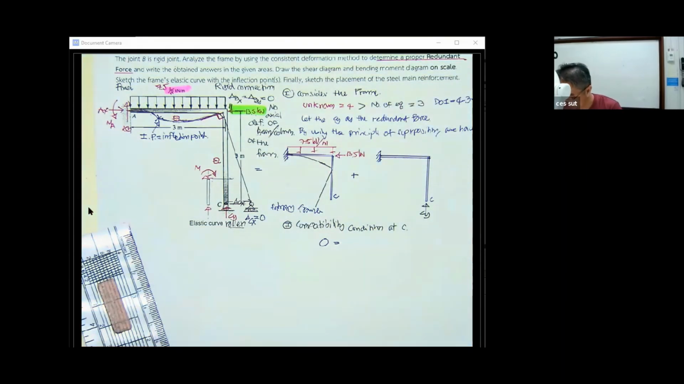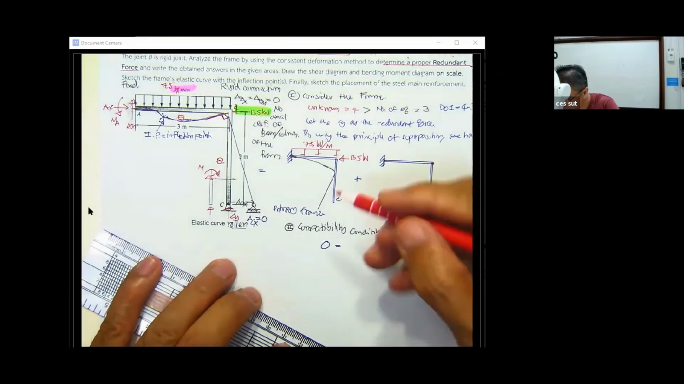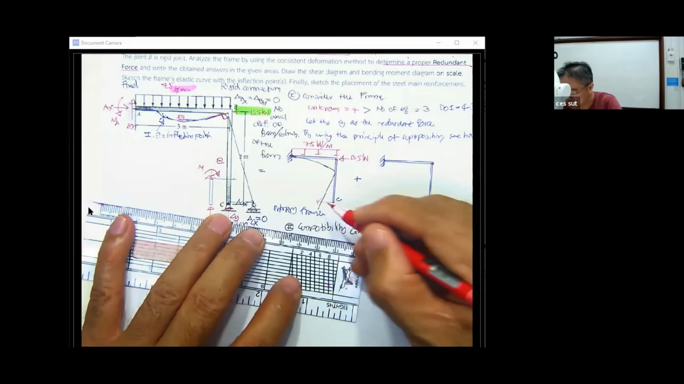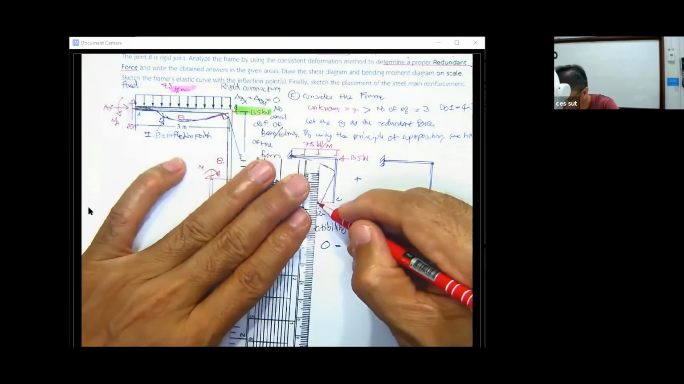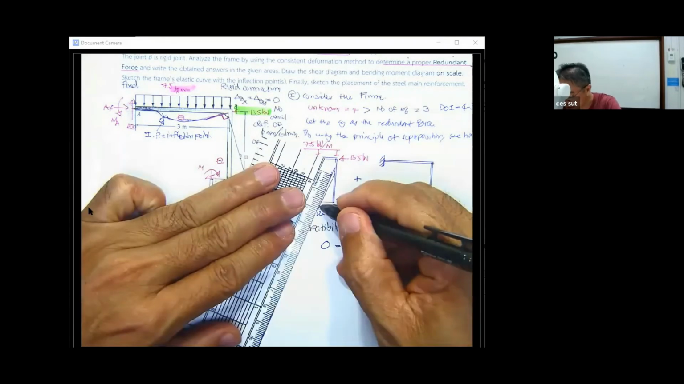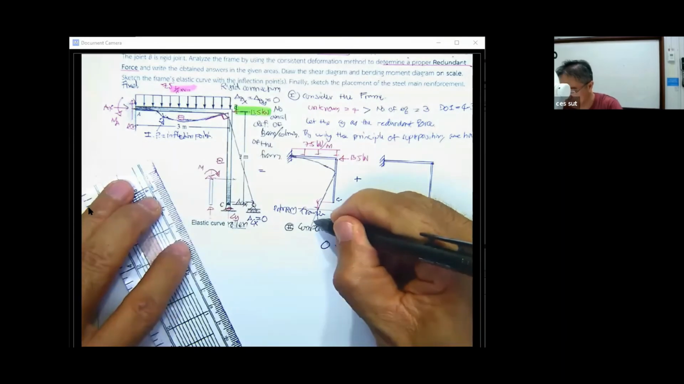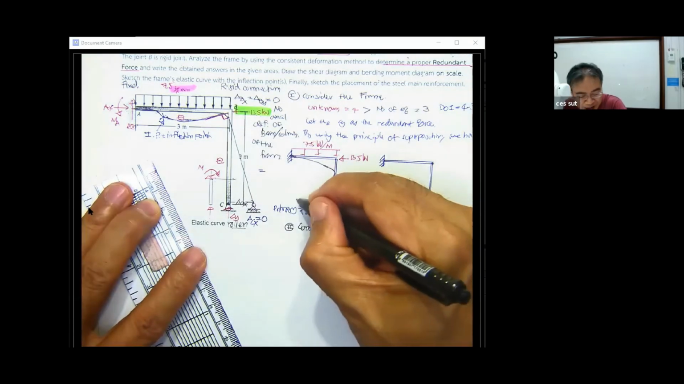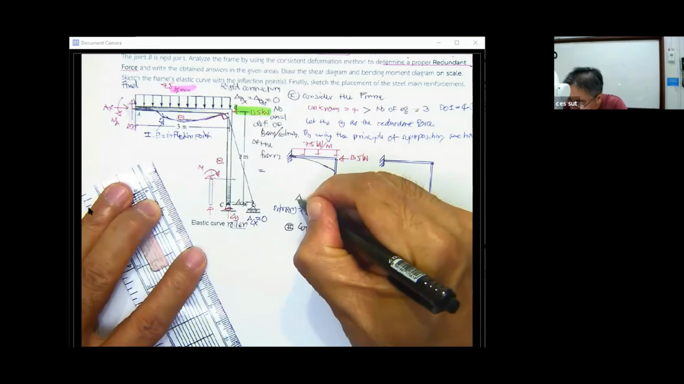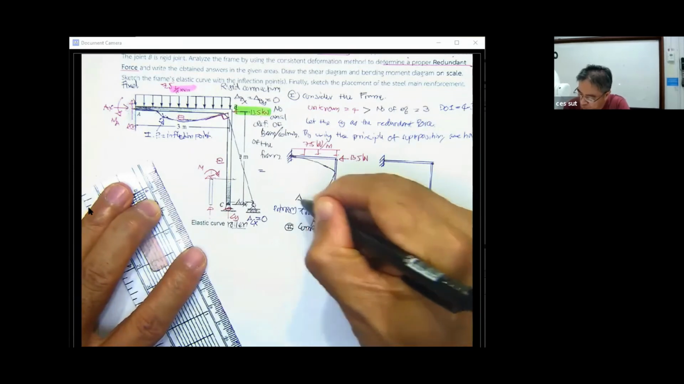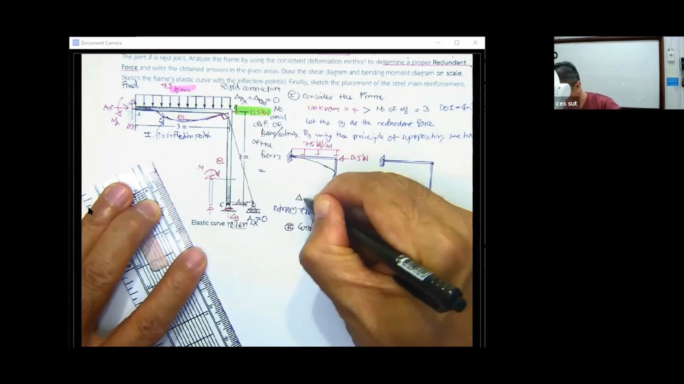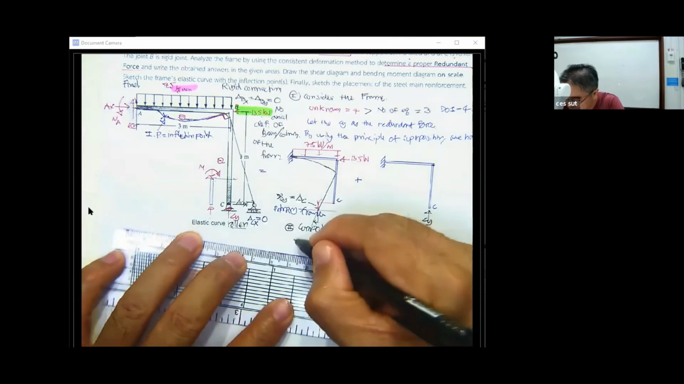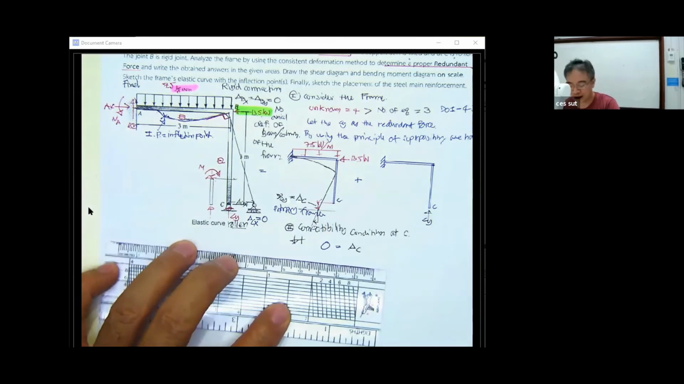Our point C will move here, and this one will have the deformation from here, and it also has the rotation over here. But we consider this. This is going to be delta at C. We may put this one as V sub Cy if you prefer. And this is downward. Okay, we have the delta sub C. We put downward as the positive.